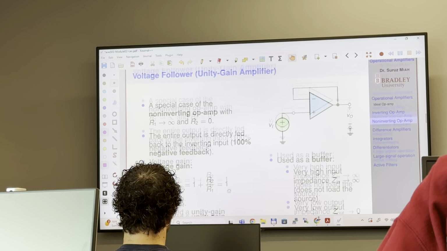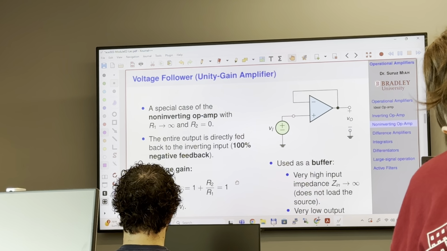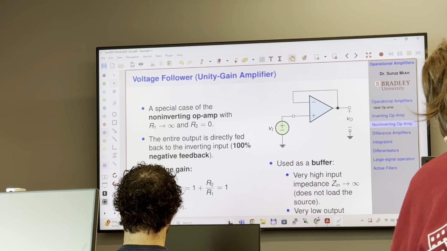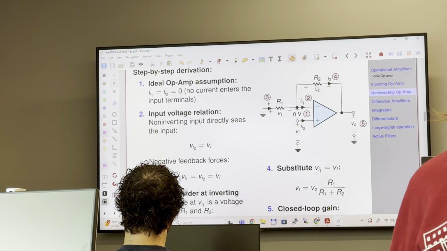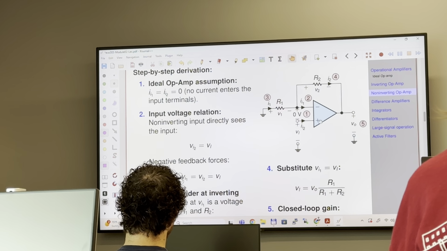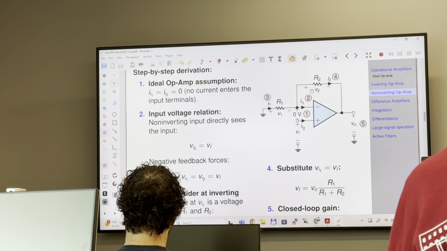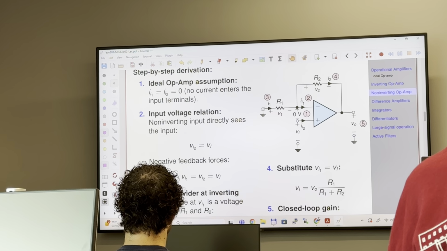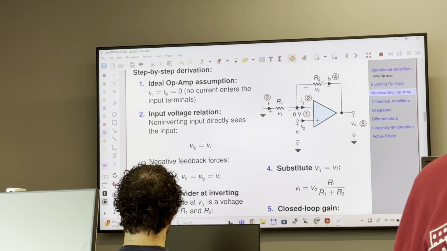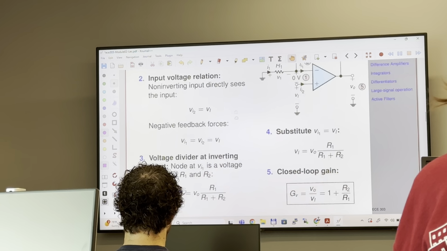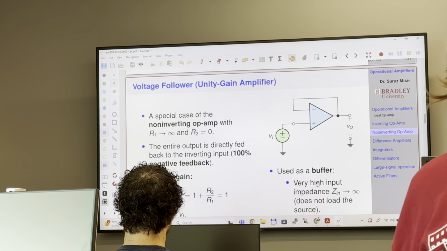Voltage follower: you may expect a very short question, because the voltage follower comes from this circuit, where you just remove this R1 and replace this R2 with a piece of wire. Okay?